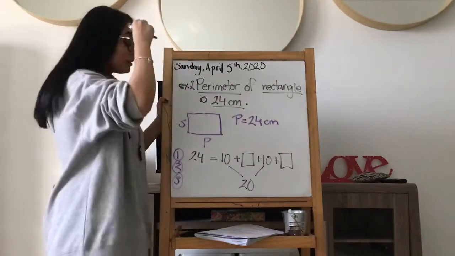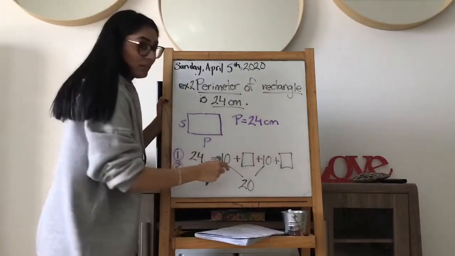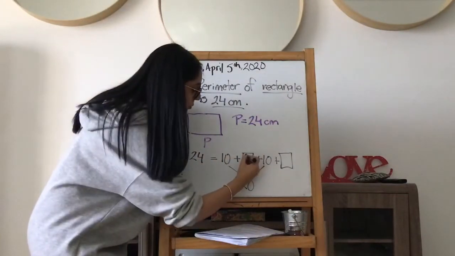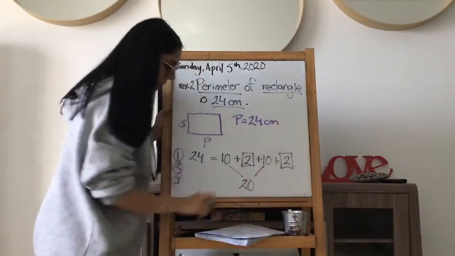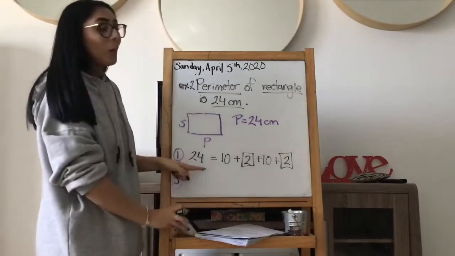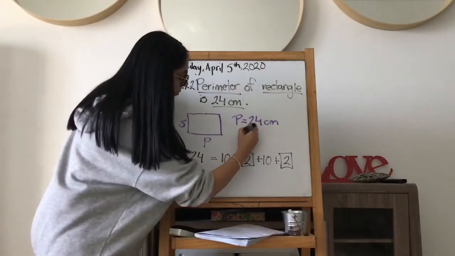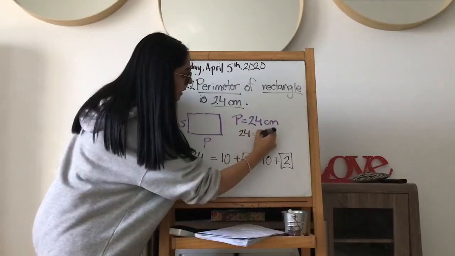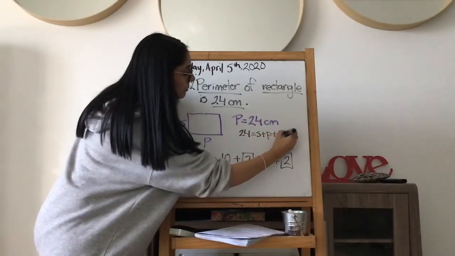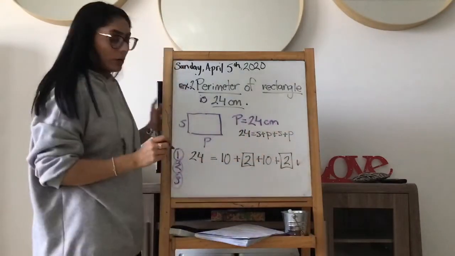So what do I need to put in the other 2 boxes? Can I put 4 and 4? No, I need to put 2 and 2. There you go, right? It's actually really easy once you set up your equation. If your equation is correct, you're perfectly fine. Because my original equation was 24 is equal to S plus P plus S plus P. That's correct. Give yourself a check mark.